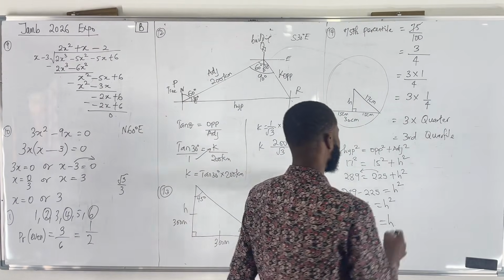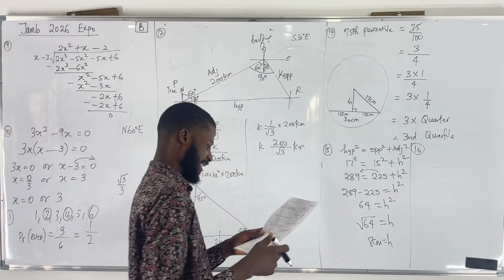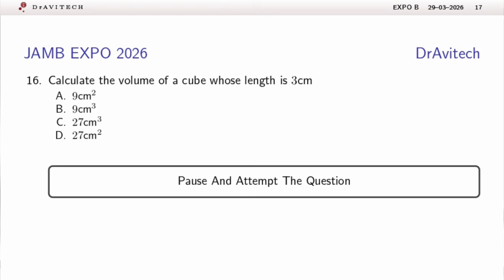centimeters. Alright, let's take a look at question 16. I want to maximize the board. So question 16 says, calculate the volume of a cube whose length is 3 centimeters.